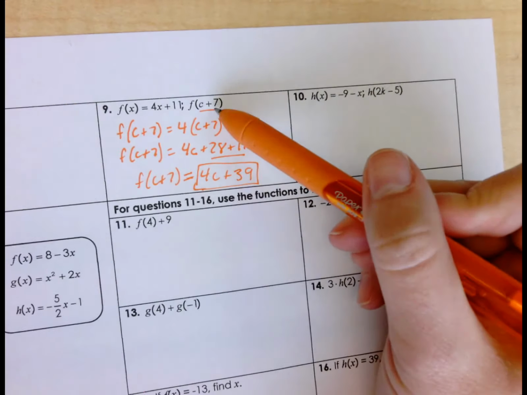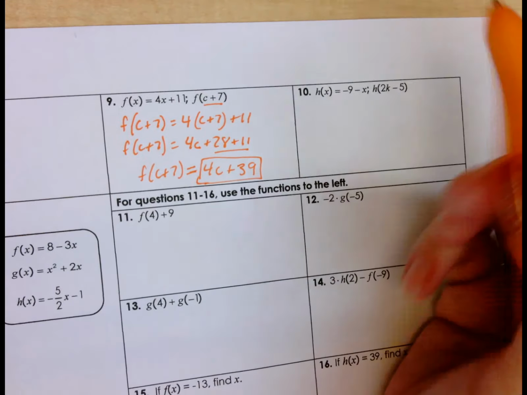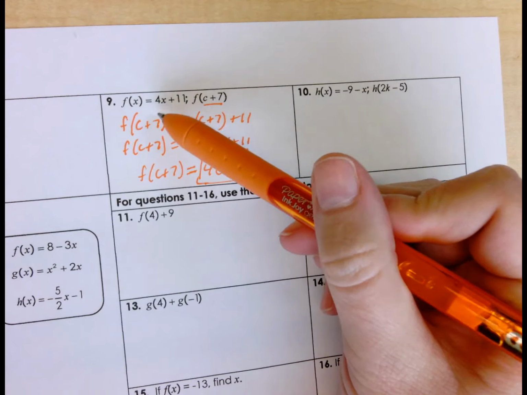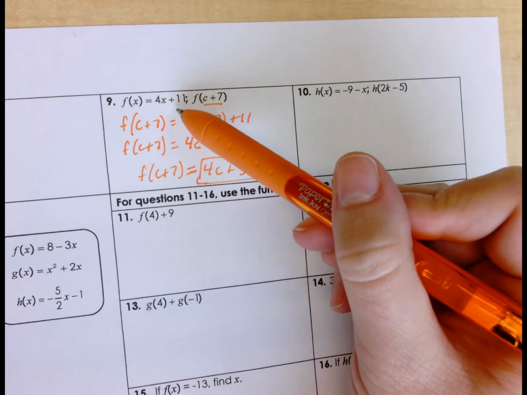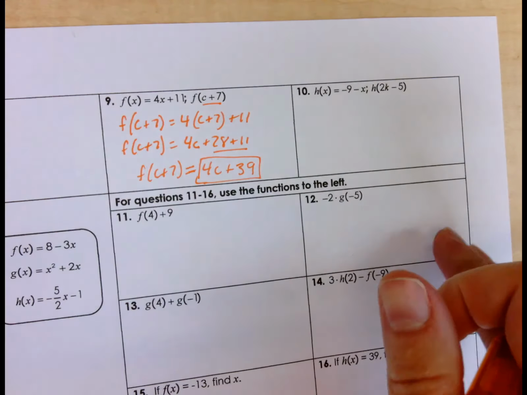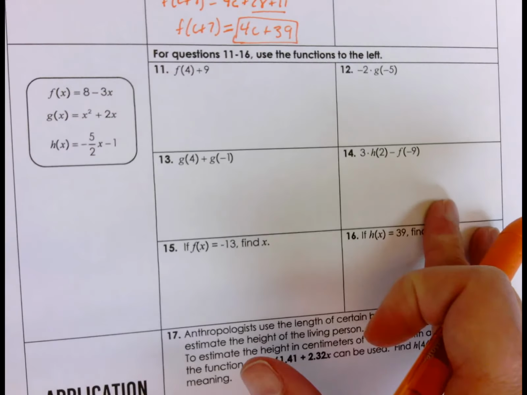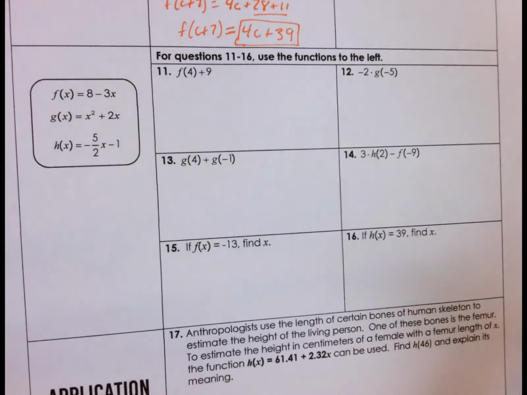So the input here was c plus 7. The output is 4c plus 39. We still follow the same rule. We still took that value and multiplied it by 4 and then added 11 to it. Okay, so we still did the exact same process. Okay. So now we're going to kind of play with this idea. We're going to continue working with it.